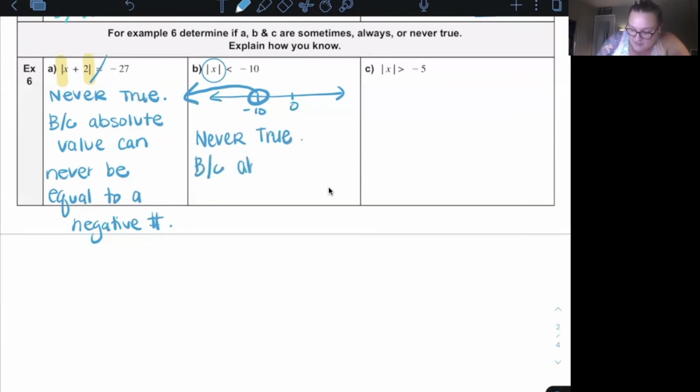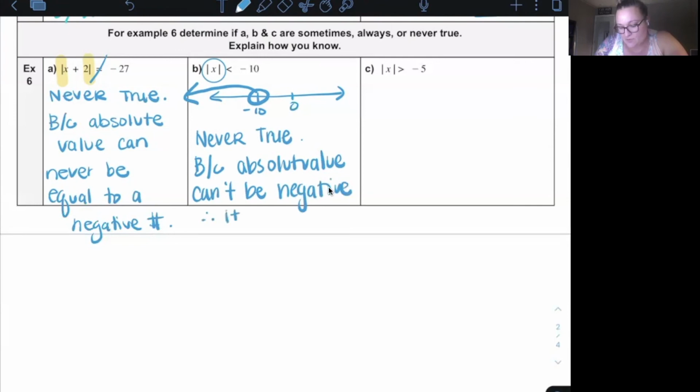Because absolute value can't be negative, therefore it won't be less than a negative number.